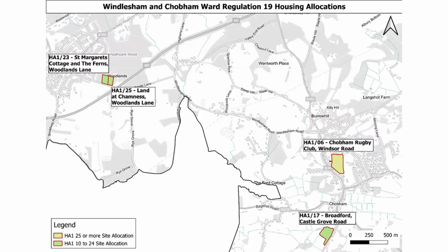Finally, the site allocations for Windlesham and Chobham ward include the Chobham Rugby Club, which is allocated for 91 units, a site at Broadford, Castlegrove Road, which is allocated for 15 units based on the existing built form of the site. And in terms of the sites in Windlesham, we have St Margaret's Cottage in the Ferns, Woodlands Lane, which is allocated for 16 units, and land at Chamness, Woodlands Lane, which is allocated for 20 units.